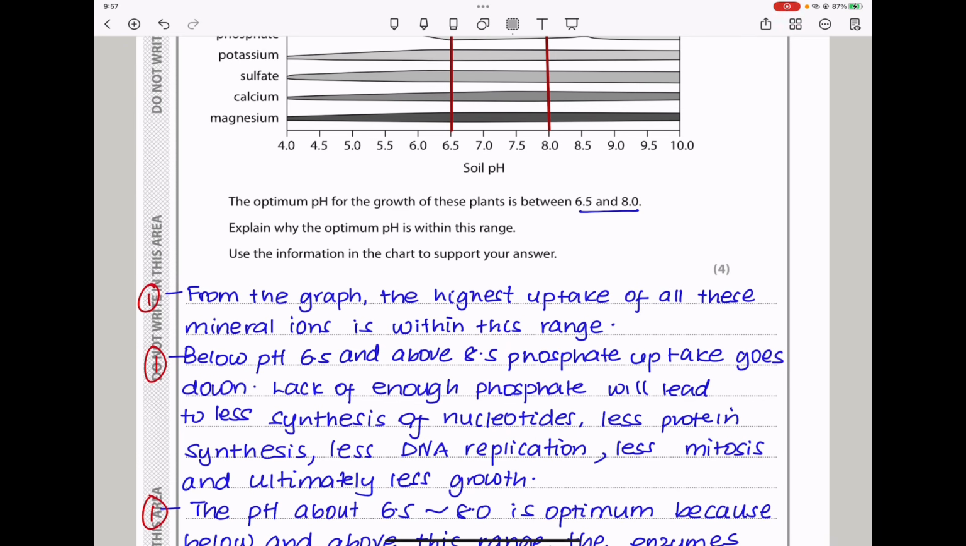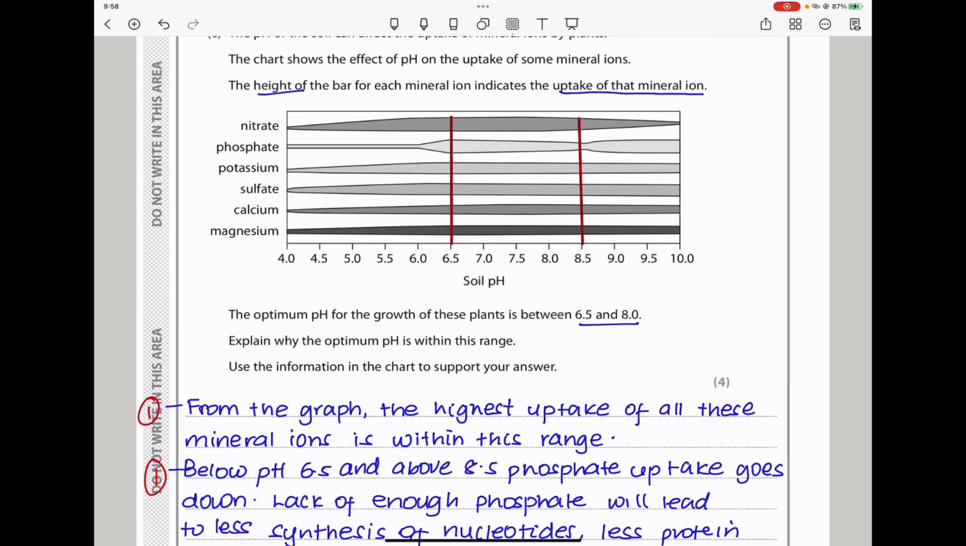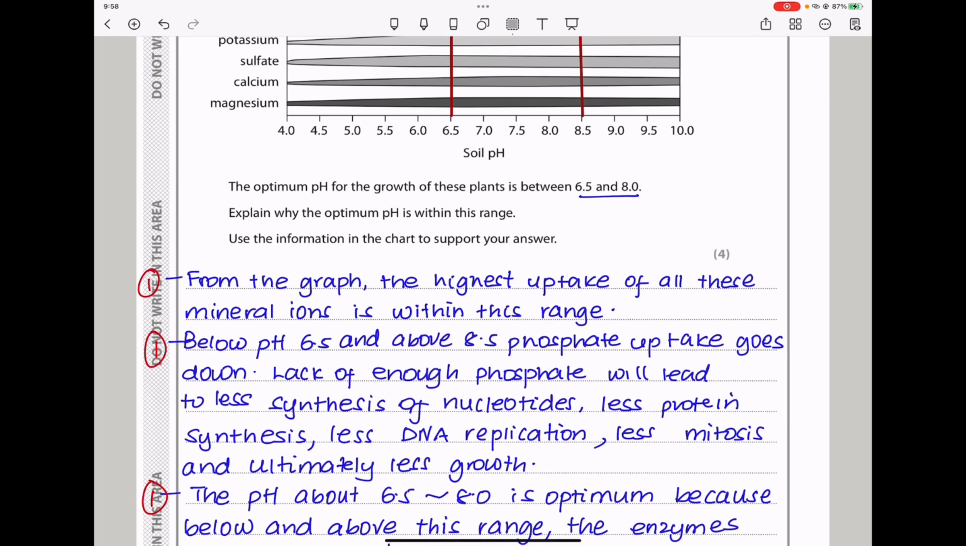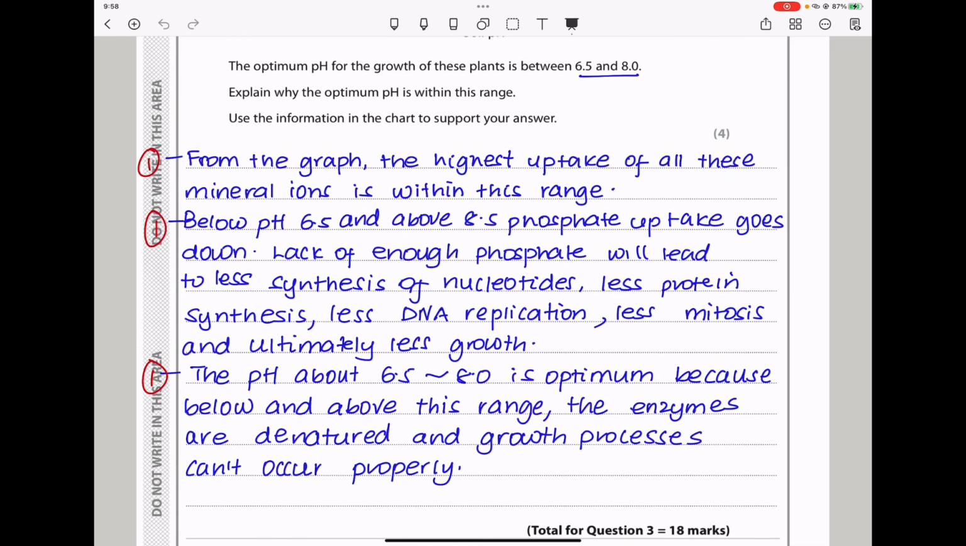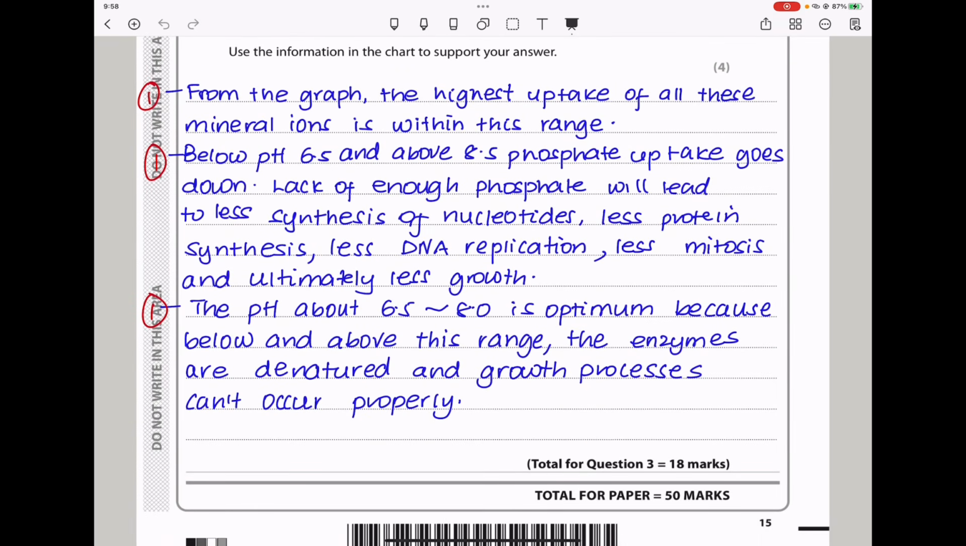So if you use pH below 6.5 or pH above 8.5 for phosphate, you can see above this. If I take it back here, you can be able to see. For phosphate above this, we can see it narrows down there as well. So for pH below 6.5 and above 8.5, phosphate uptake goes down. The lack of enough phosphate will lead to less synthesis of nucleotides. There'll be less protein synthesis. There'll be less DNA replication. There'll be less mitosis. And ultimately, there'll be less growth. So the pH about 6.5 to 8 is optimum because below and above this range, the enzymes are denatured and growth can't occur properly.